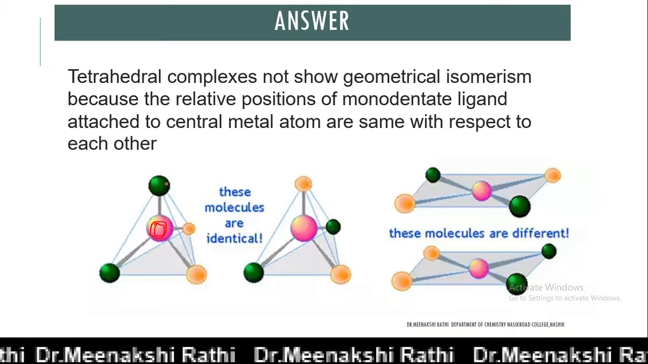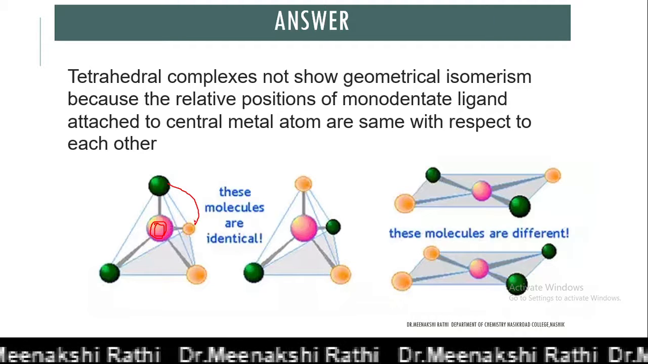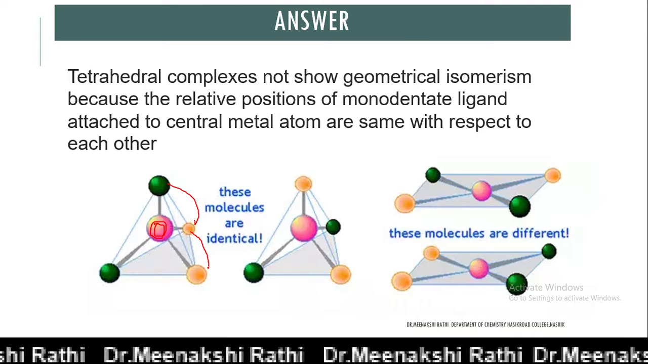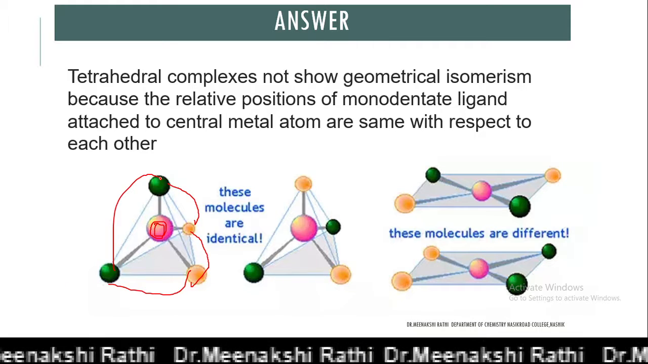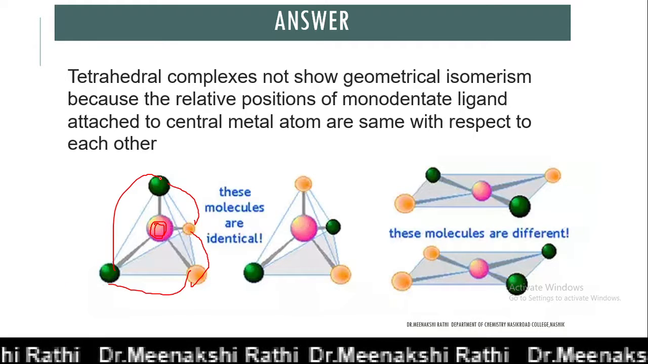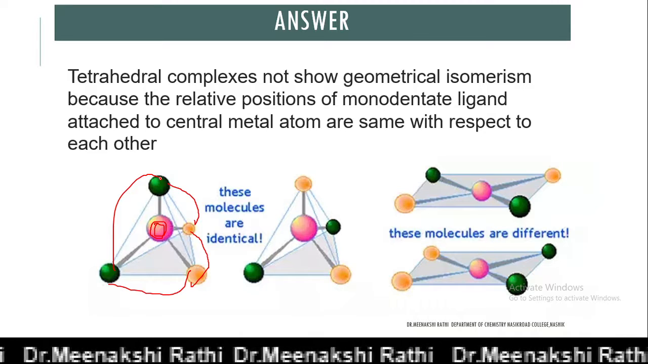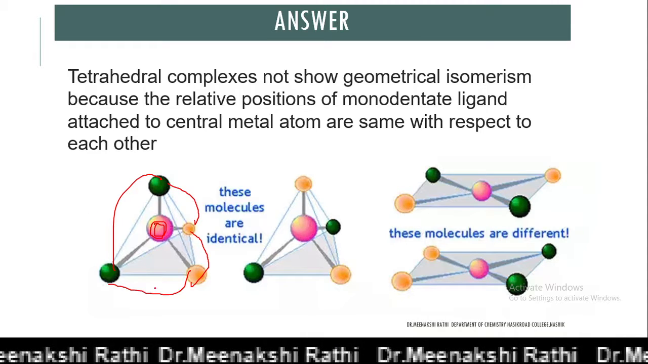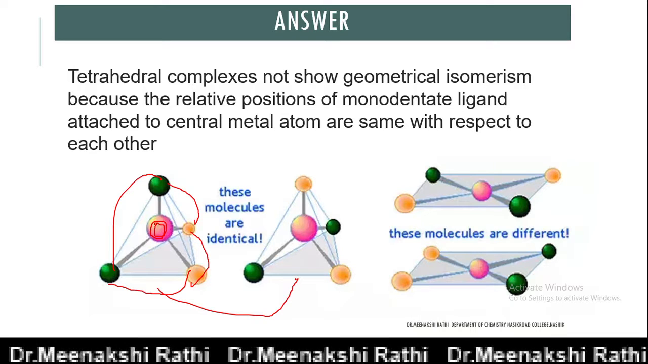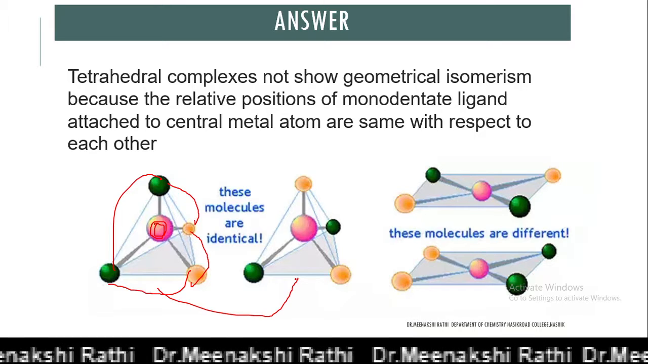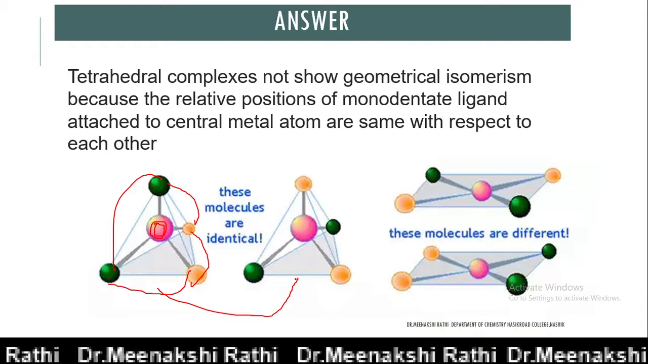Like these 2, they are adjacent. These 2, they are adjacent. Even these 2, as these molecules are identical and hence they cannot show it. If you see these 2 molecules, they are identical. So we can't say one is cis or one is trans.